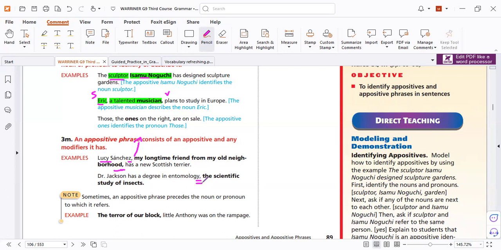Look. So the comma tells me this is information describing something before. So what does entomology mean? Scientific study of insects. So it describes entomology, not degree. But we need a comma. Why? To tell the reader, to understand. That is an appositive phrase.